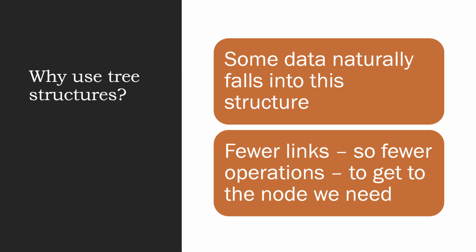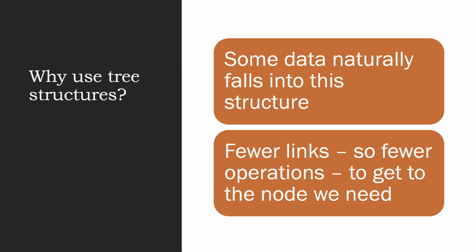Why are we going to bother with these? Why not just stick with linked lists? You can see my answers, and these are the best reasons, in my opinion. Just some data naturally goes into a tree structure. For instance, if you were storing data about species in biology, they naturally form a tree, or a folder structure system, and there are literally millions of others. So some data just naturally goes into a tree.